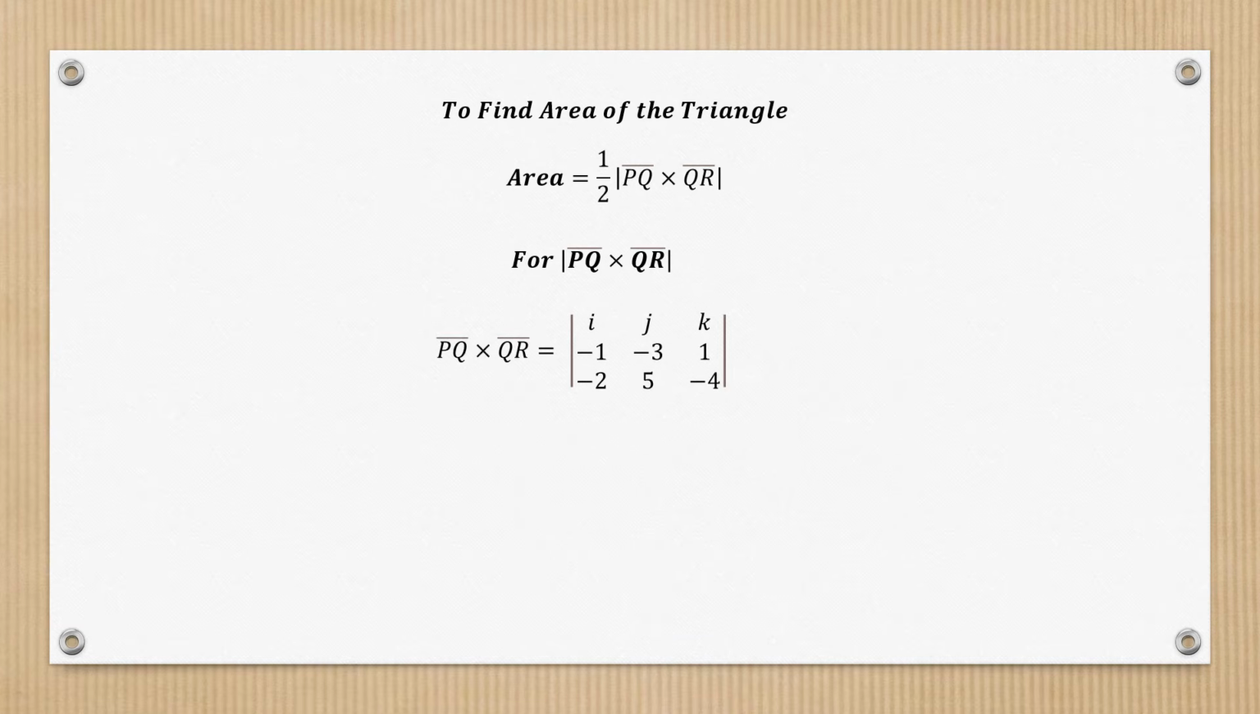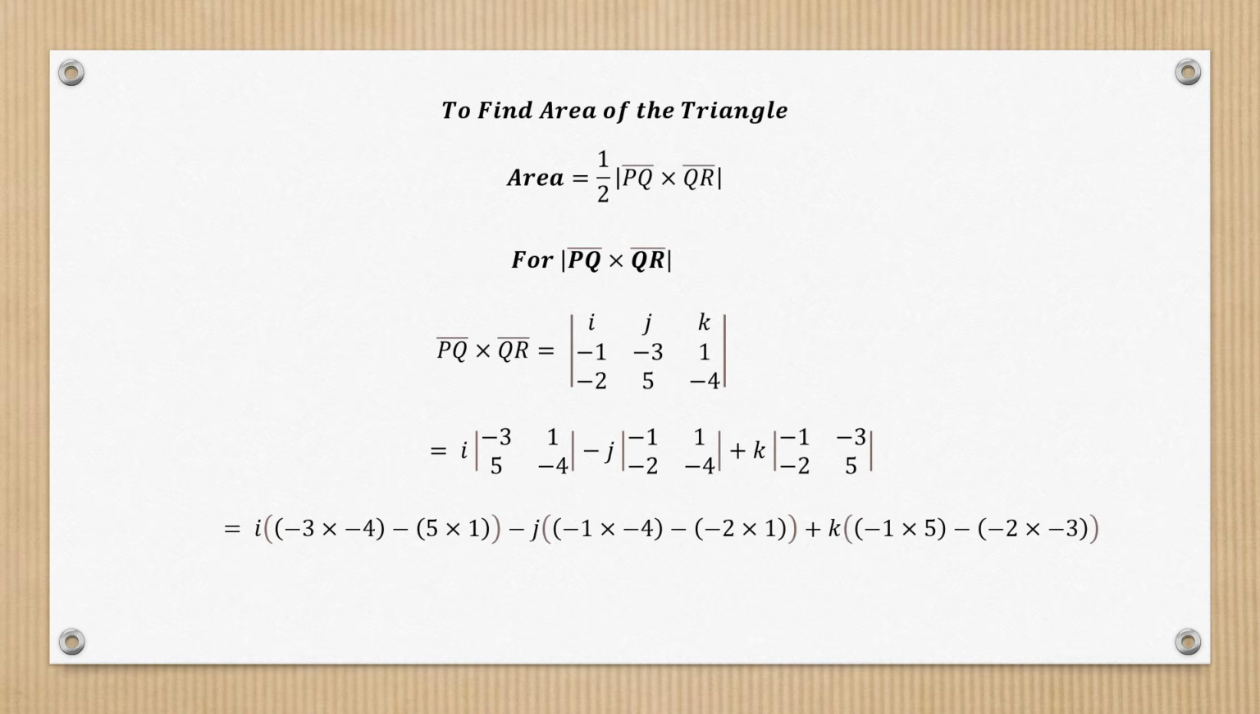So now we're also going to first arrange and find the determinant. So this is the determinant representation of that vector product. Then when we expand it, it's going to give us 7i minus 6j minus 11k.